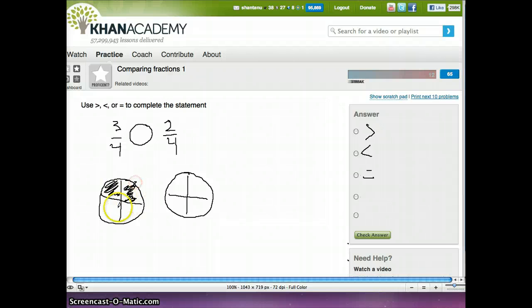So this is dividing by 4, so draw a pie with 4 pieces, shade it in, and for the 2/4 you would draw something that looks like that, and the hints would say that obviously this is more than this, therefore the symbol is the greater than symbol.